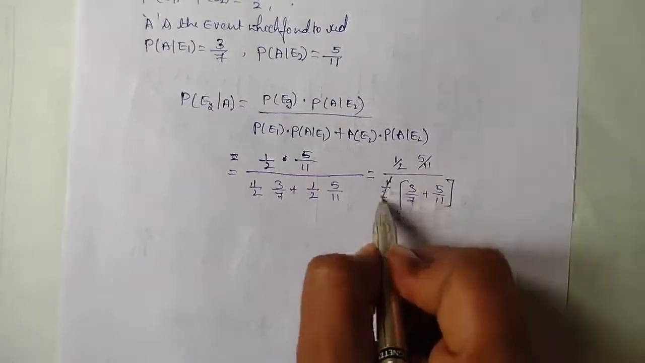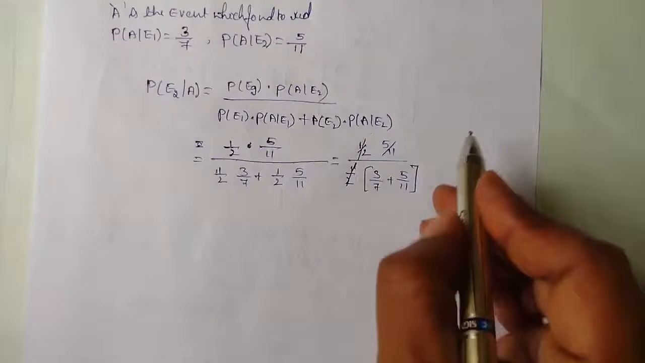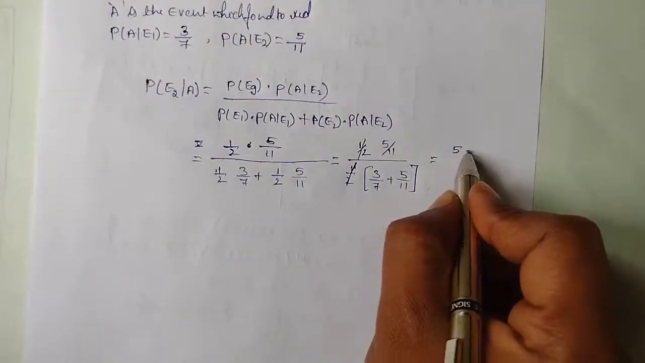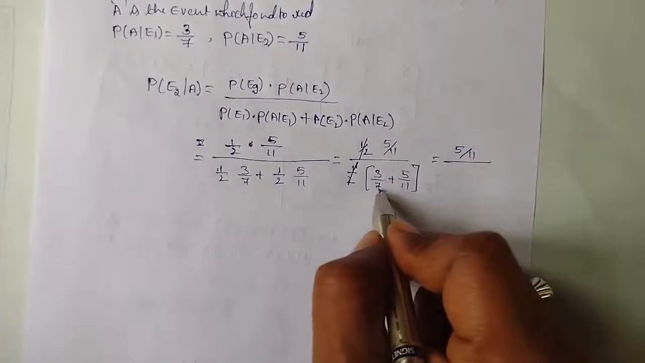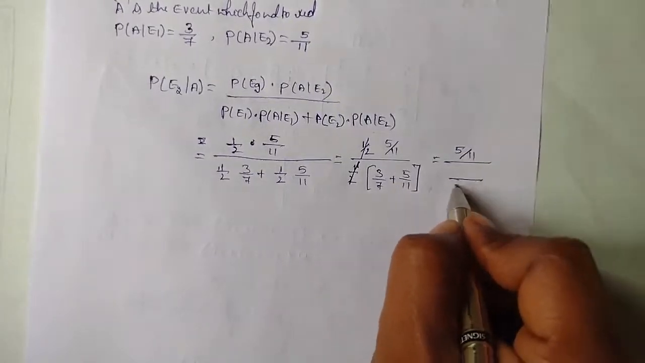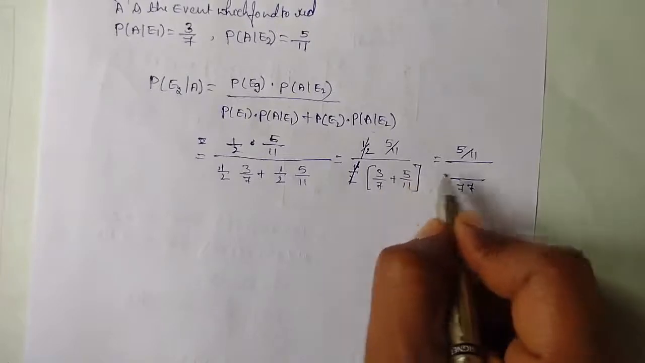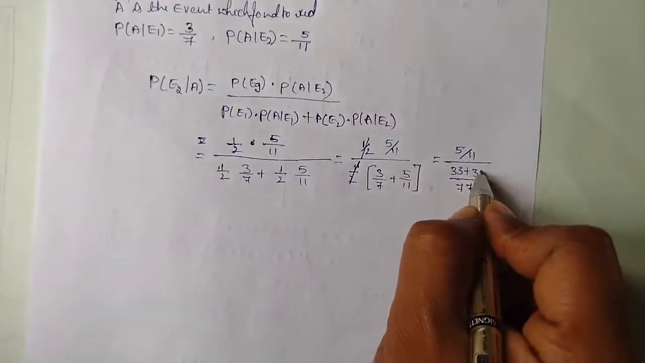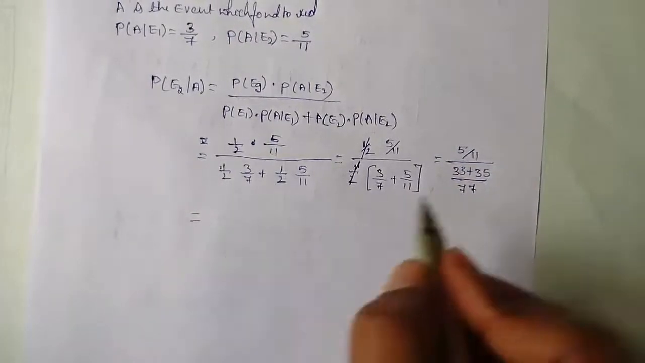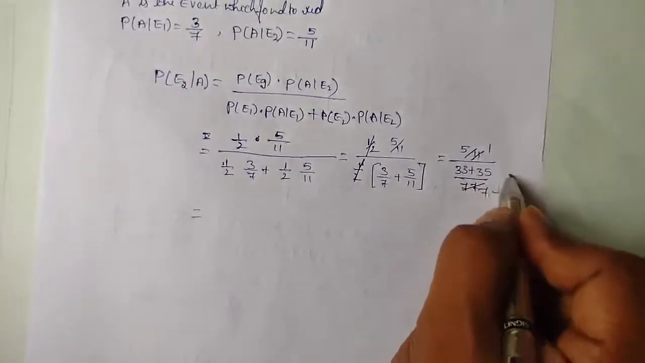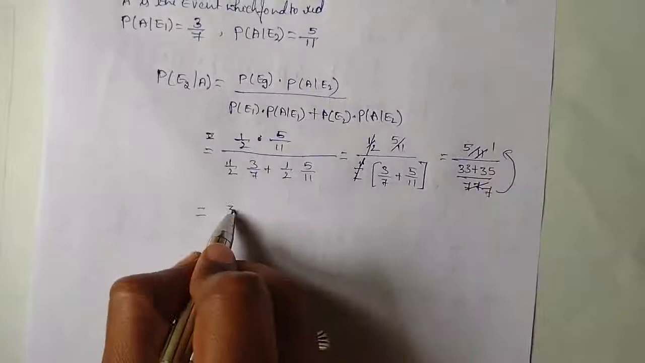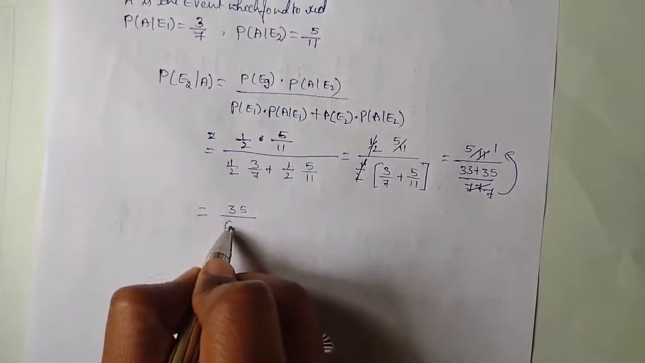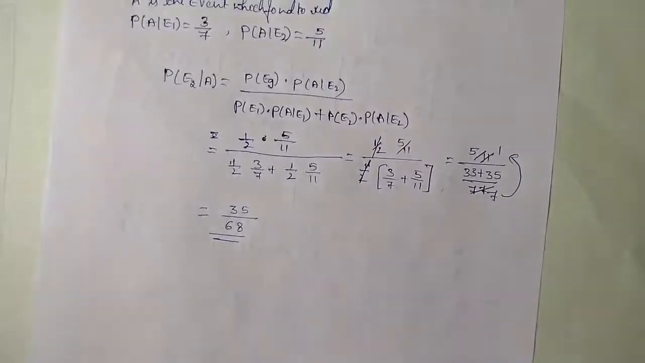Clear? So the half gets cancelled and it is equal to 5 by 11 divided by, what is the LCM of 7 and 11? 77 is the LCM. The numerator is 33 plus 7 fives are 35. Is it right? Which is equal to 11 ones are 11, 7 fives are 35, divided by 68. This is the required solution for this problem. Understood how to simplify this one?